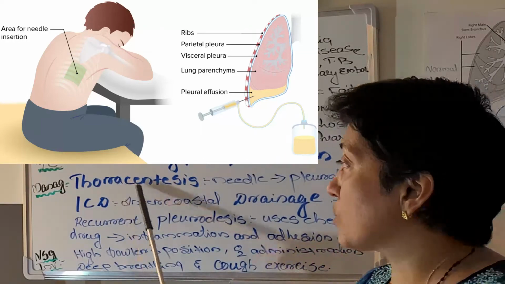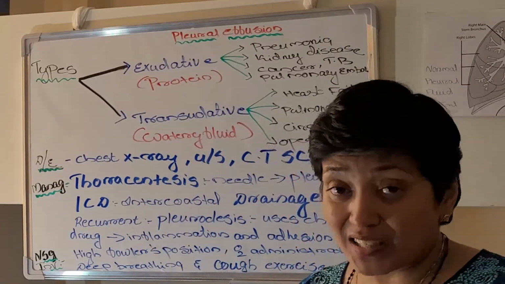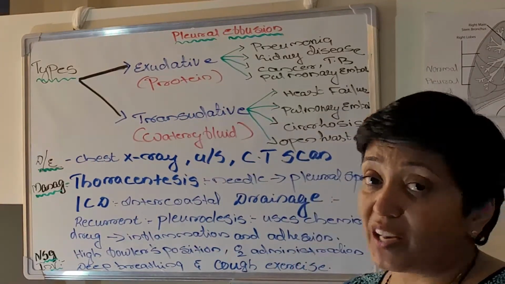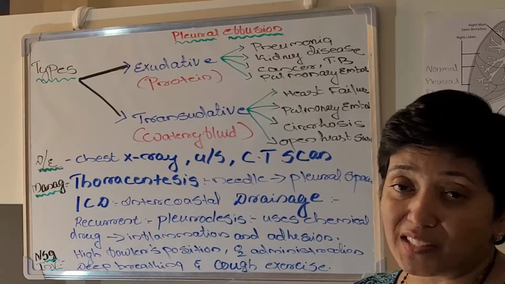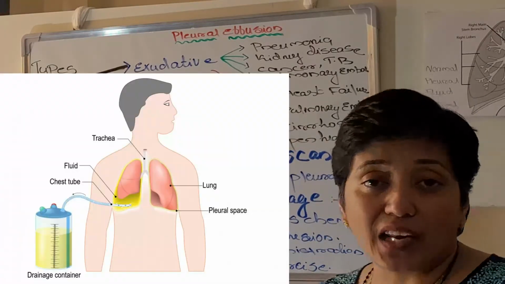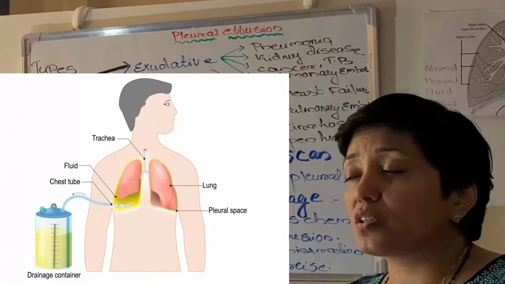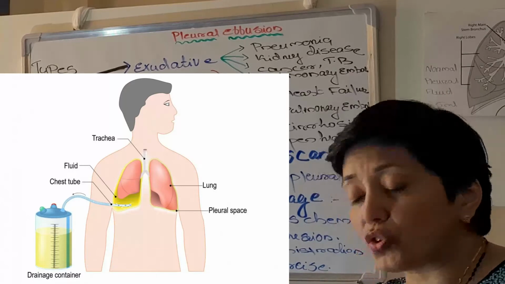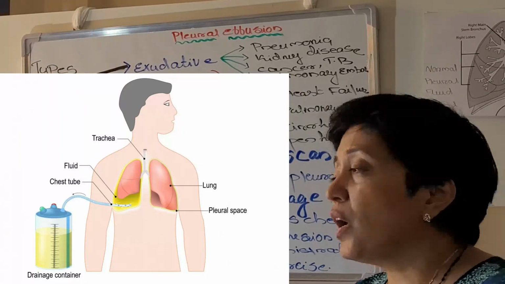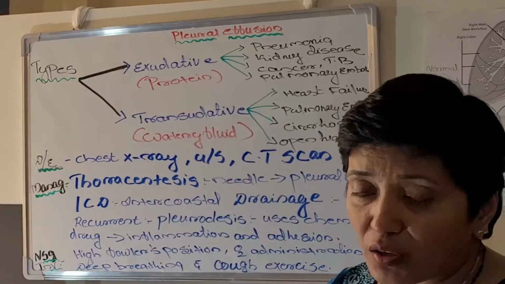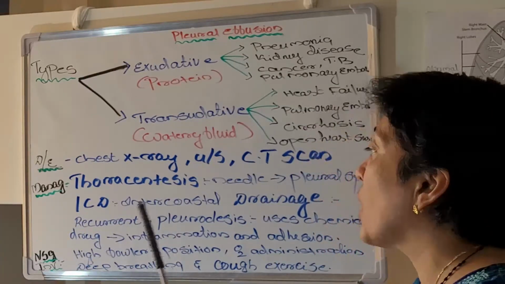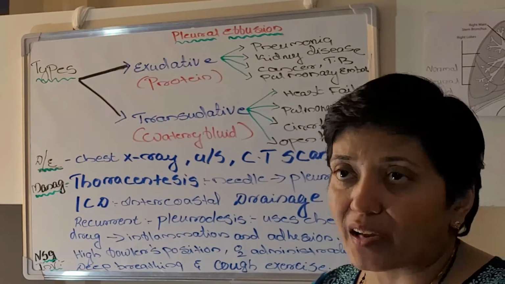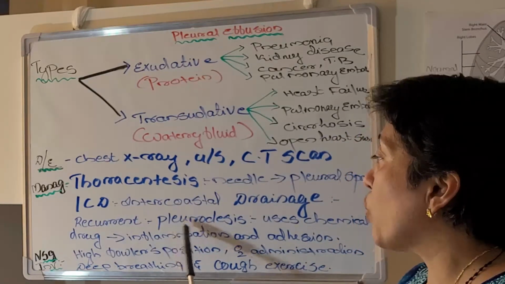That procedure is called thoracentesis. In case the fluid production continues and is more, they will go for ICD, that is intercostal drainage system. Intercostal drainage system, we will discuss in detail in a further video. It will be connected for continuous drainage to a chamber. What are the nursing points we have to keep in mind will be discussed in that video.